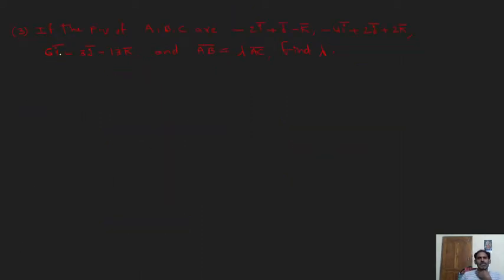third one here. This is important, very short answer. If the position vectors of A, B, C are given, position vector of A is denoted by OA bar, where O is the origin or a fixed point in space. Position vector of B is denoted by OB bar. Position vector of C is denoted by OC bar. They are asking here AB bar equals lambda into AC bar given. Find lambda. So now first of all, solution.